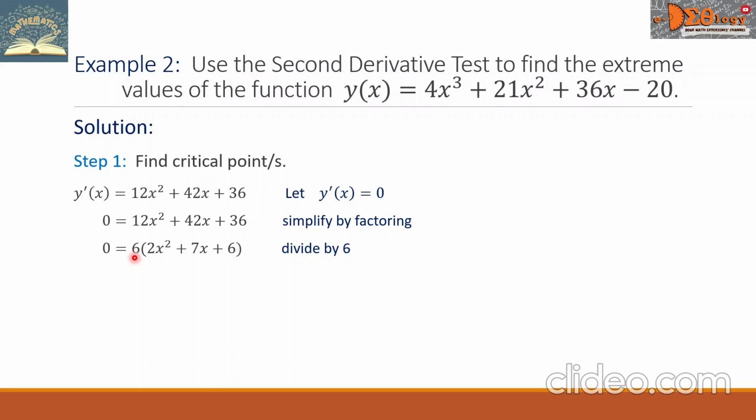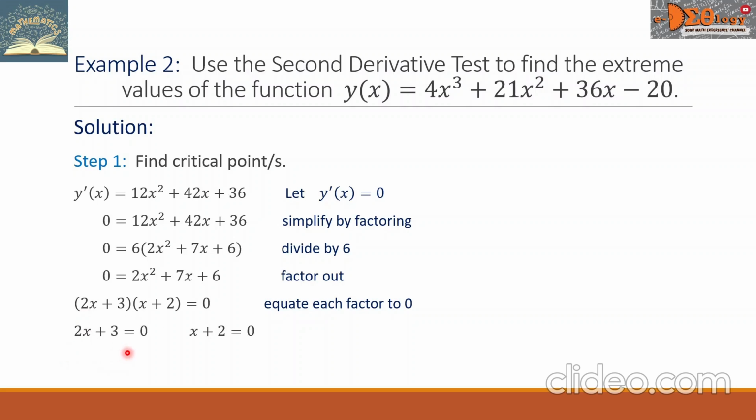If we do that, we can cancel the constant 6 here. And on the left side, the same 0 will come. So we have 0 equals 2x^2 + 7x + 6. Then we factor. The factors are (2x + 3)(x + 2) = 0. We equate each factor to 0. So 2x + 3 = 0 and the other, x + 2 = 0.